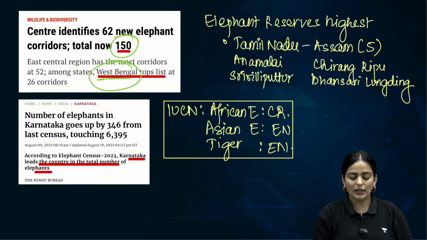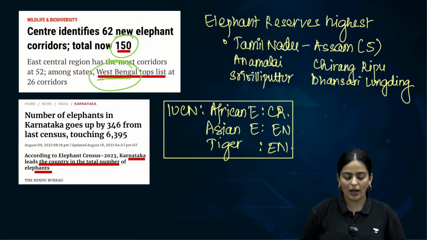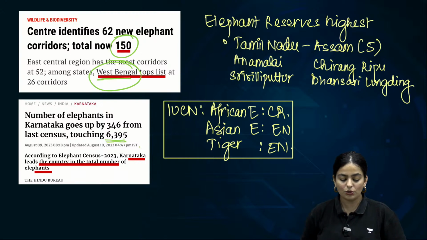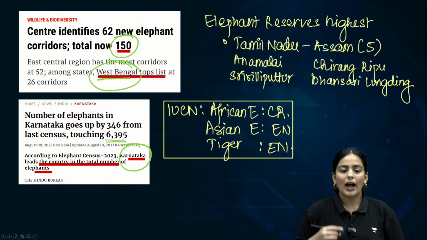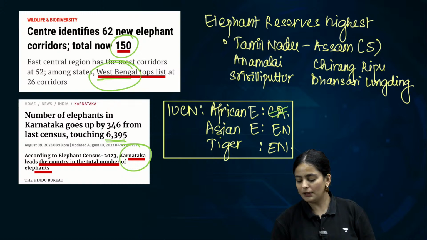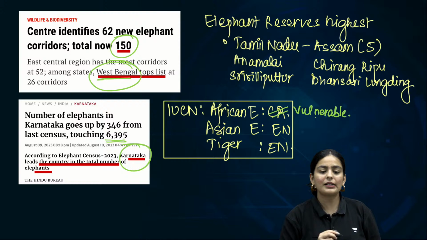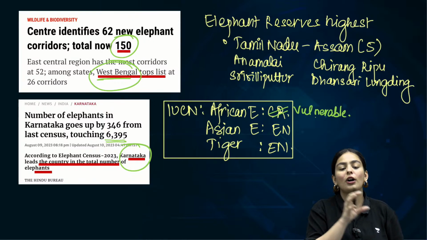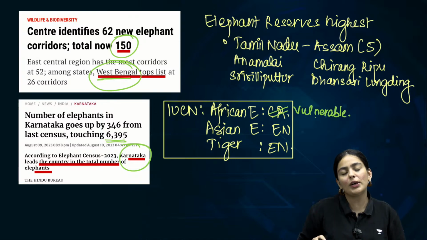Clear about this? The number of elephants in Karnataka goes up by 364 from the last census, touching 6395. Karnataka leads the country when it comes to the total number of elephants. I'm sure there is an error. Let me correct the error. It is vulnerable. Thank you for pointing out. But the status is different. It is not the same. So the statement in the question is correct.